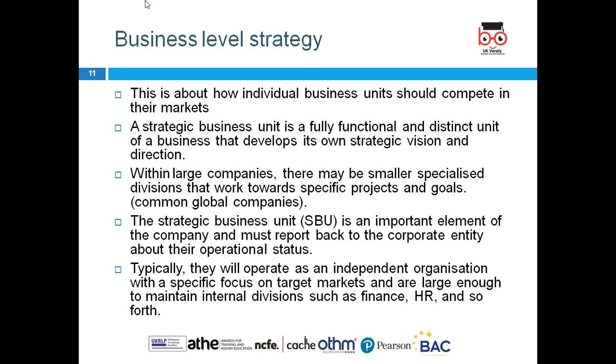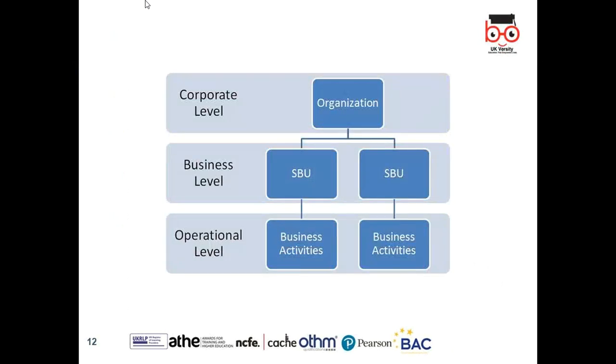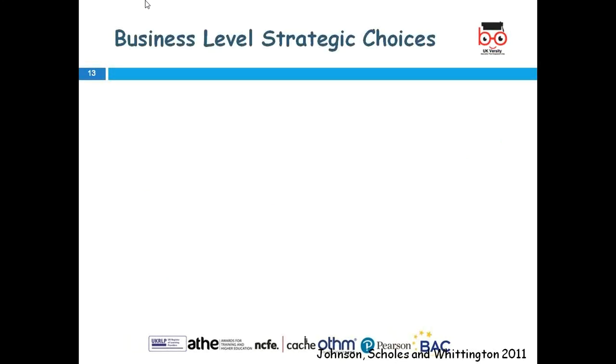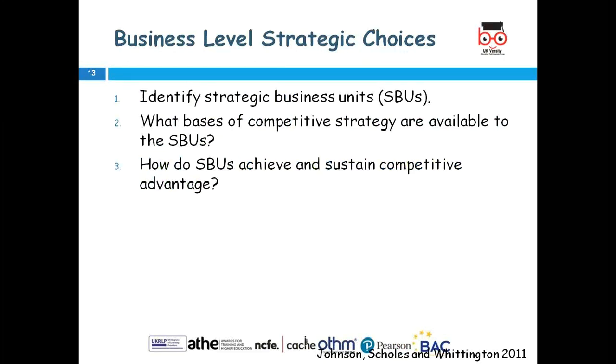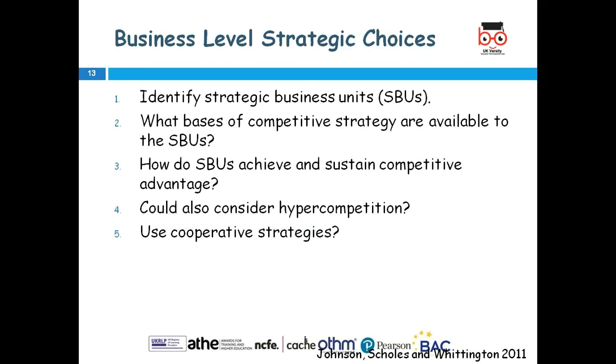Like I quoted the example of Ford: Ford Fiesta, Ford Mondeo, Ford Focus. These can be SBUs, and we need to make sure we maintain them. We make strategy at the corporate level, the SBU level, then the operational level. So we can make strategies for each level's implementation. Then, how do we identify SBUs, what is the basis of competitive strategies available to SBUs, and how do SBUs achieve and sustain competitive advantage?